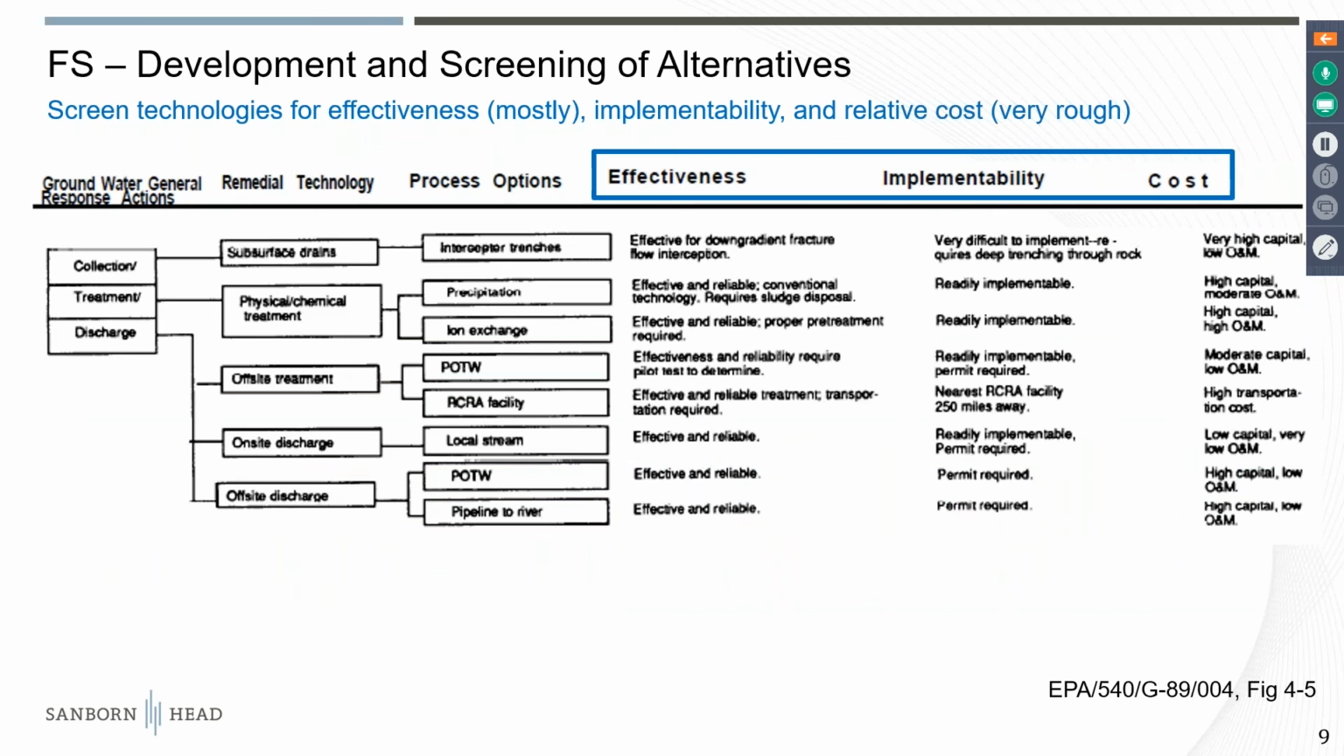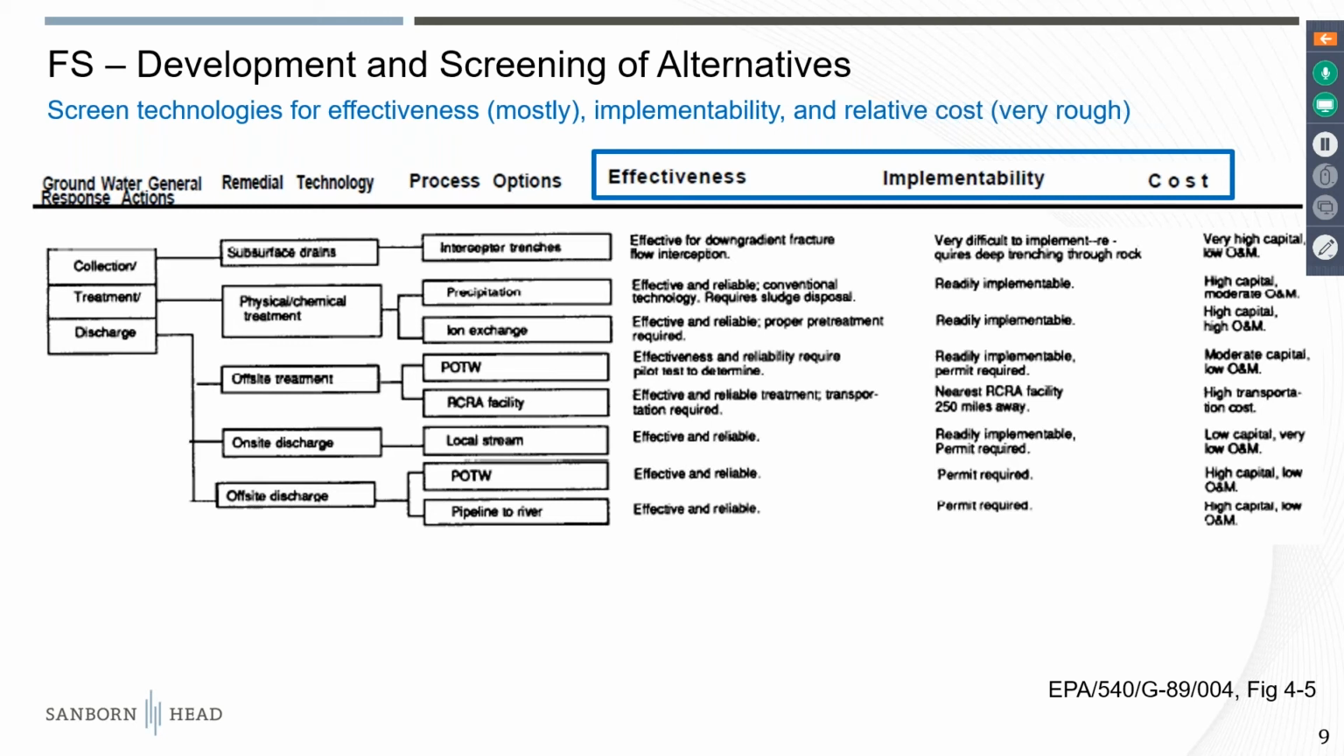So this is just a diagram of an overall process of screening technologies for effectiveness, implementability, and cost. And this process lends itself to keeping it in table or figure format without a lot of narrative text. This is an example of screening a groundwater general response action that's basically a pump and treat system. And it's looking at a number of technologies over here. That second column from the left lists a number of technologies under the pump and treat option having to do with treatment and discharge of the treated water.